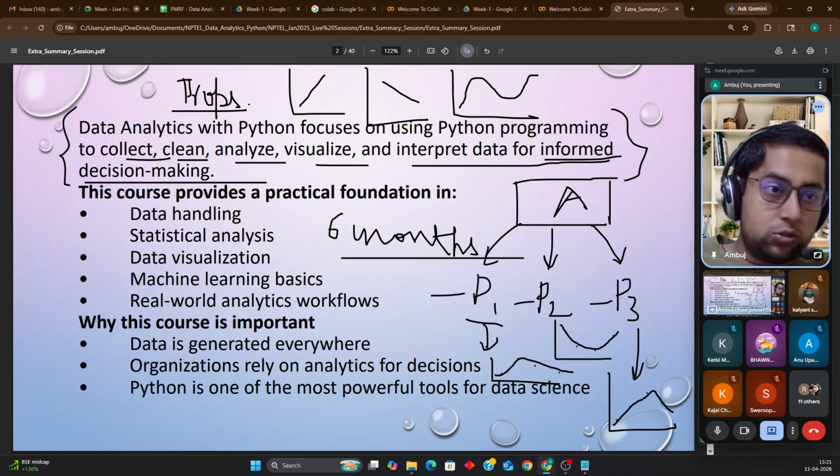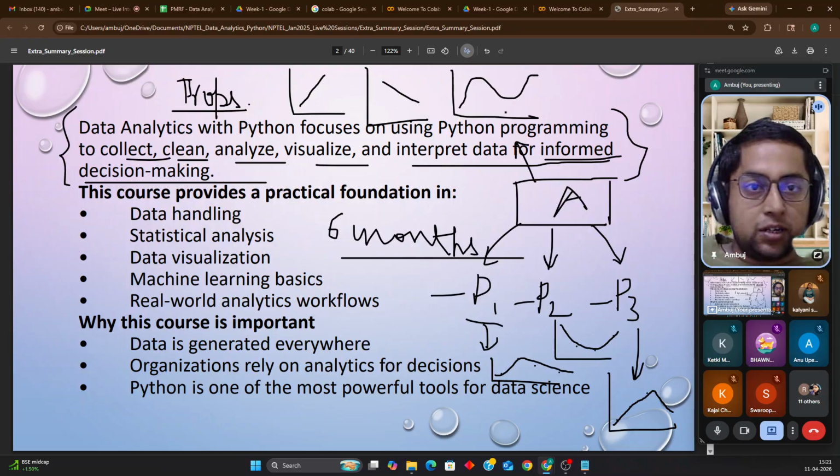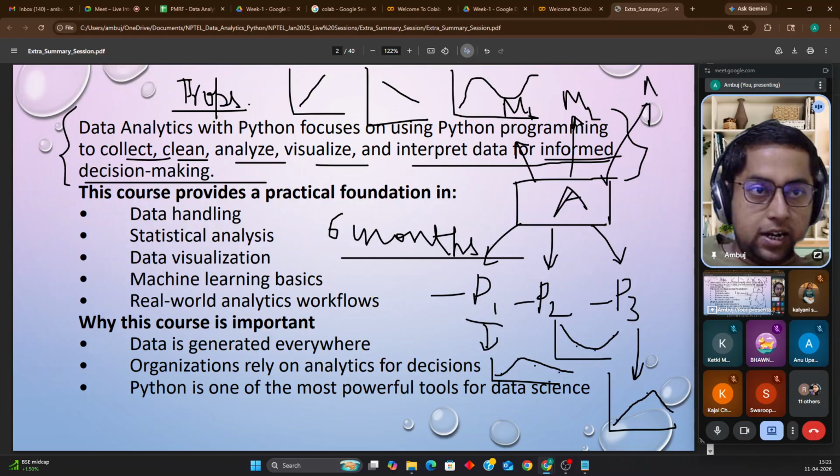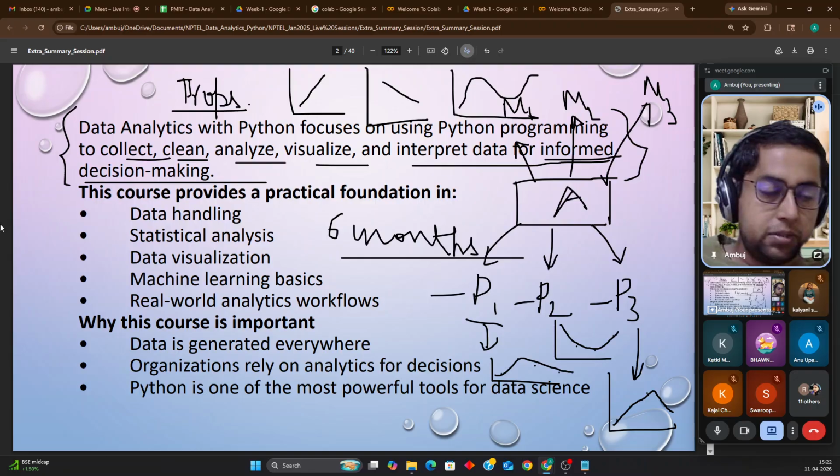manufacturing units are also involved. Okay, without manufacturing units, P1, P2, P3 won't be existing. So suppose the manufacturing units are M1, M2, and M3. These three are the manufacturing units of these particular products P1, P2, and P3. Okay. Now, one particular question is there.